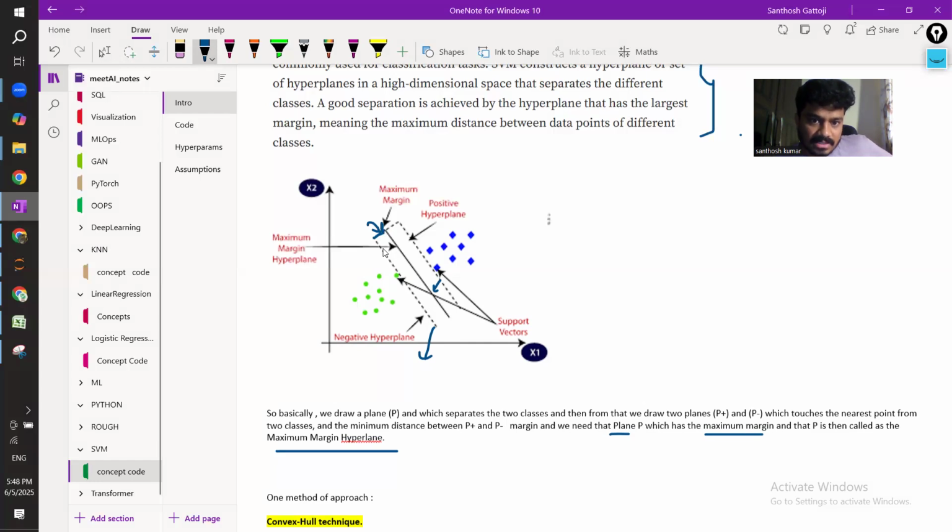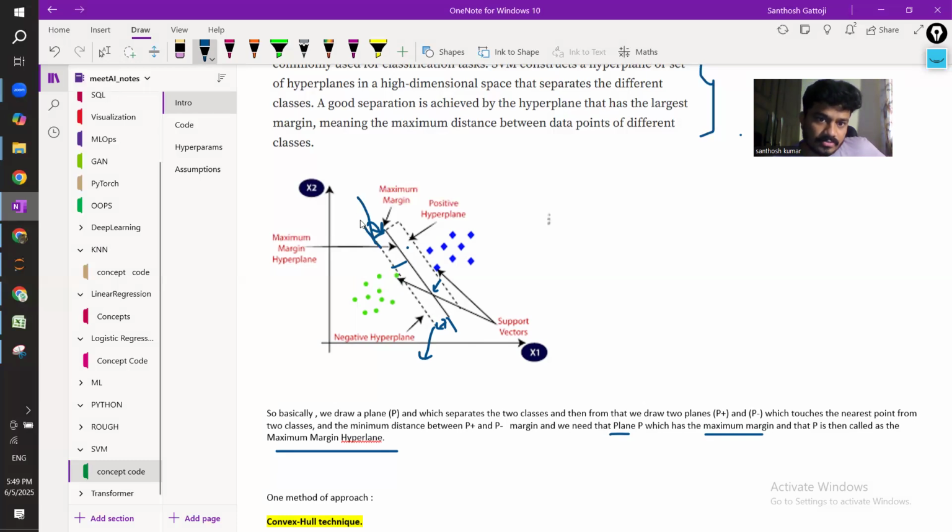Even if a point falls between our plane and the maximum margin plane, it is still a good classification, but there is some error. It is still not falling over there. But if my green point falls on this side, for example, that is an error because it is crossing my maximum margin line also.